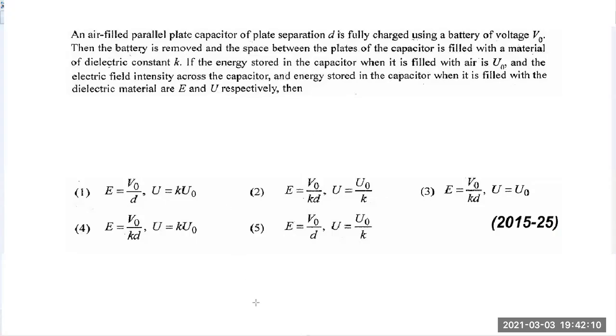The next past paper question under capacitors is from 2015, 25th MCQ. So let's go through it. An air-filled parallel plate capacitor of plate separation D is fully charged using a battery of voltage V naught.